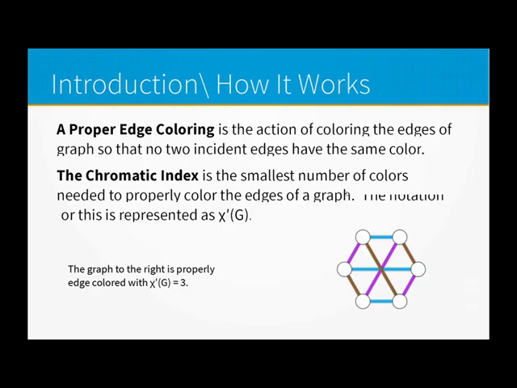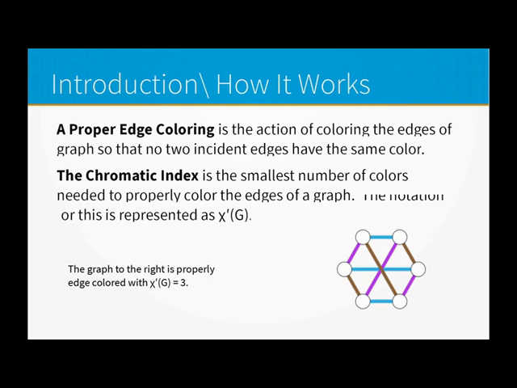Edge coloring itself can be defined as coloring the edges of a graph with various colors so that no two incident edges share the same color. So in other words, none of the edges that share the same vertex also share the same color.